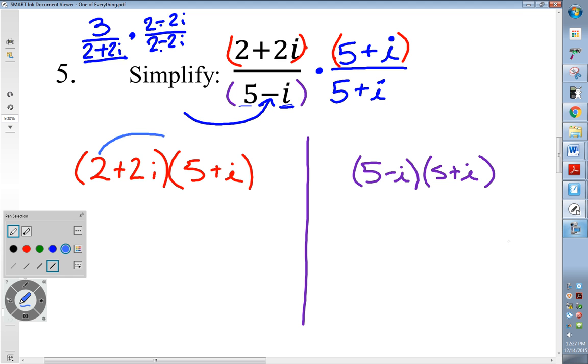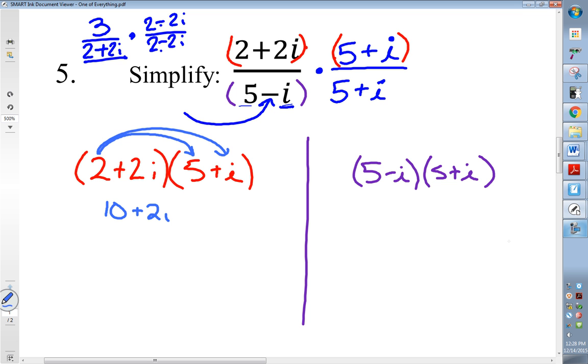So I'm going to multiply these two things together. Just like we did earlier, 2 times 5 is 10. 2 times i is 2i. And then we multiply the second part: 2i times 5 is 10i, and 2i times i is 2i squared. We can simplify. Combine those two things together. 2 plus 10 will get me 12.